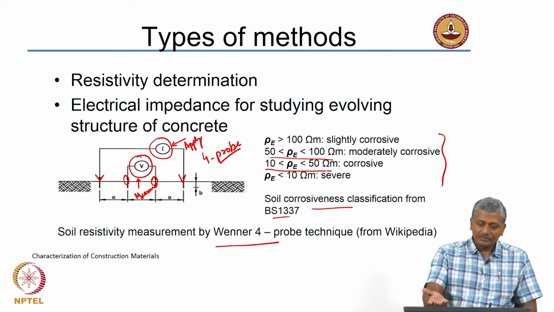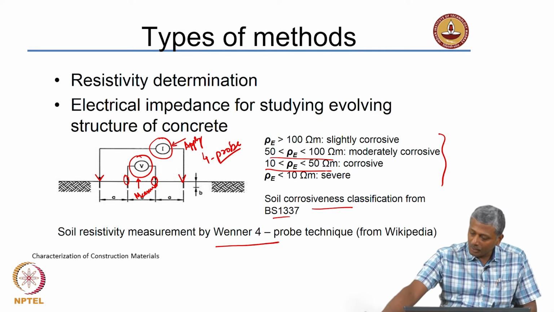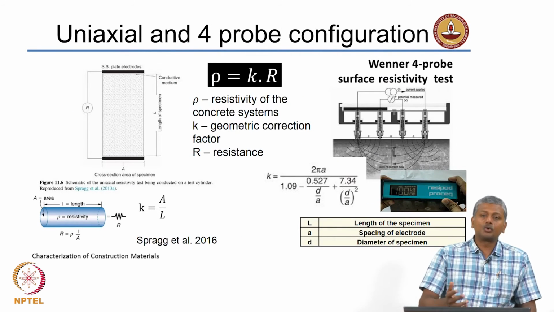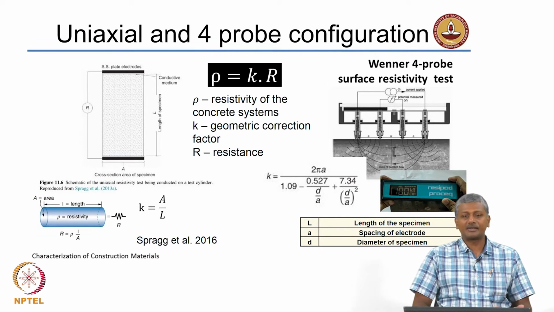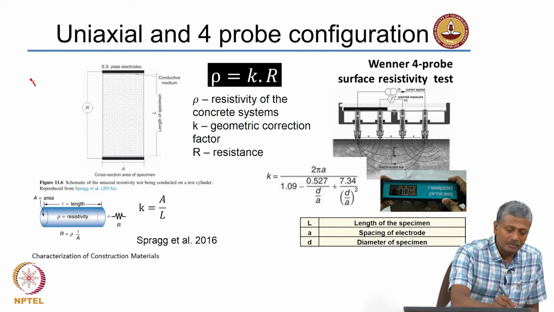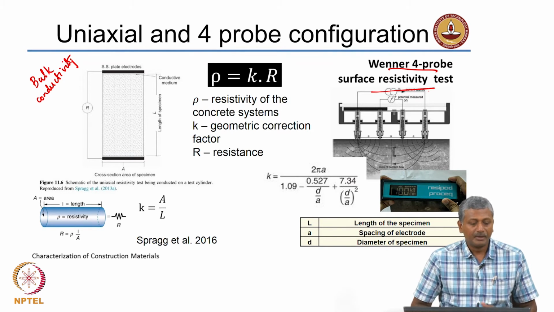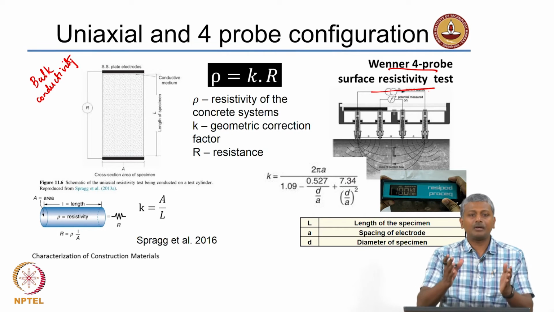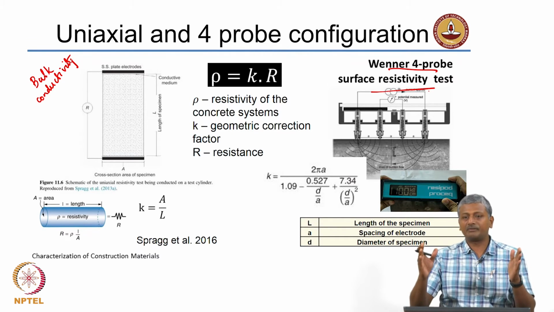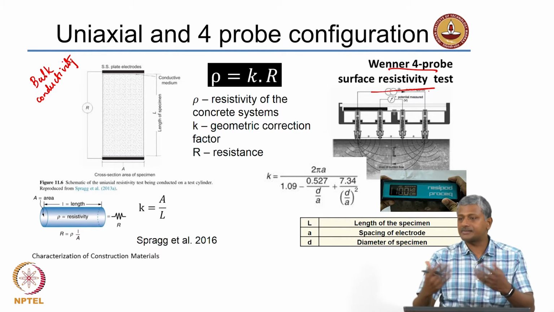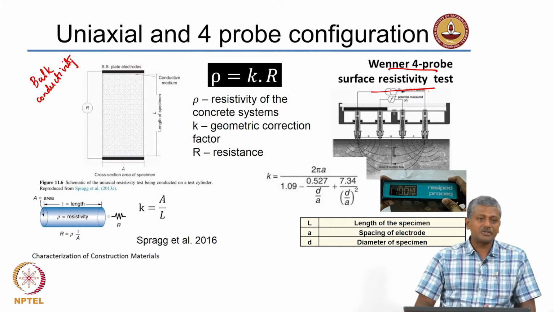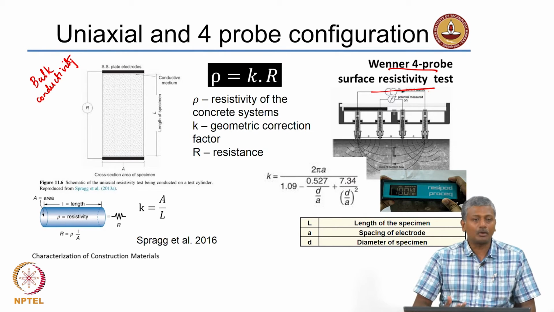Okay. Now, the same concept applies in concrete also, but in concrete we have 2 different methods or 2 different configurations. One is the uniaxial configuration, which is used in bulk conductivity measurements, or we have the same Wenner 4 probe surface resistivity test. Okay. Now, we say bulk conductivity because we take concrete specimens and we have the positive and negative electrodes directly attached to the ends of the concrete specimen, like a cylinder for instance, and then we simply measure the bulk electrical response when we apply alternating current.